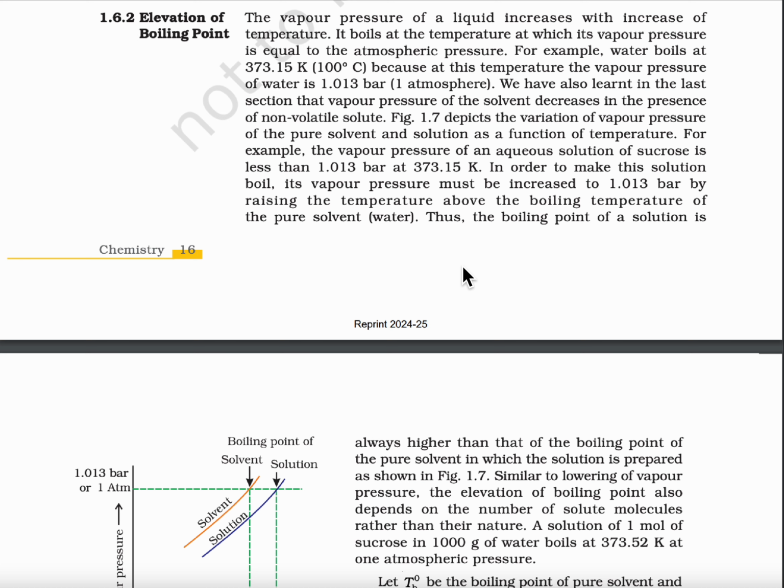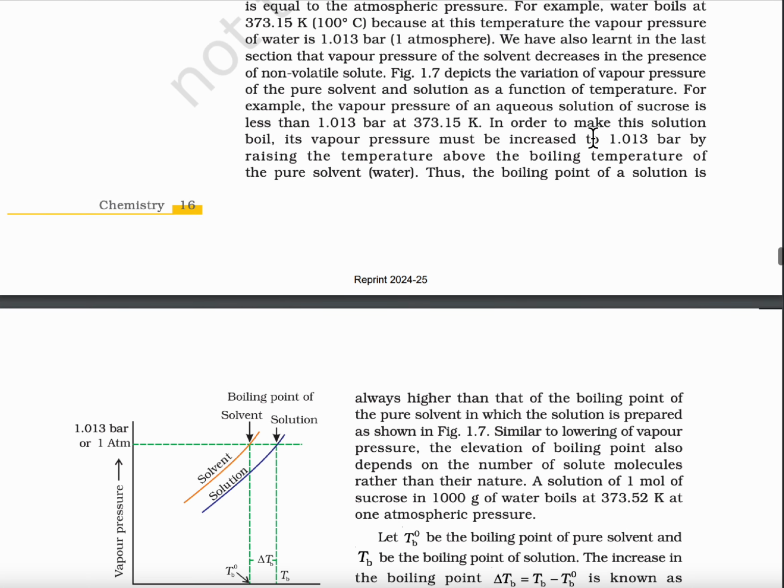So for the solution to boil, the temperature has to be increased, because we just saw that vapor pressure increases with increase in temperature. So if you have to increase the vapor pressure, then you have to increase the temperature. Its vapor pressure must be increased by raising the temperature above the boiling temperature of the pure solvent. The pure solvent can boil at 373.15 Kelvin, but for the aqueous solution of sucrose and water to boil, we need to increase the temperature above this temperature in order to make the vapor pressure equal to the atmospheric pressure, for the solution to boil.